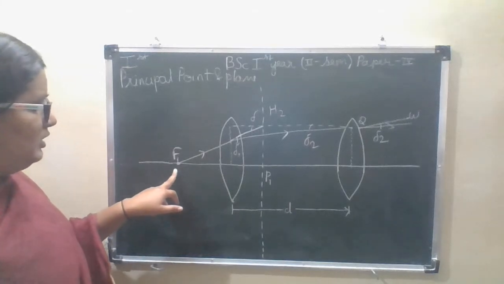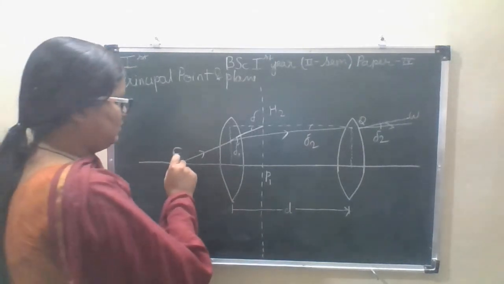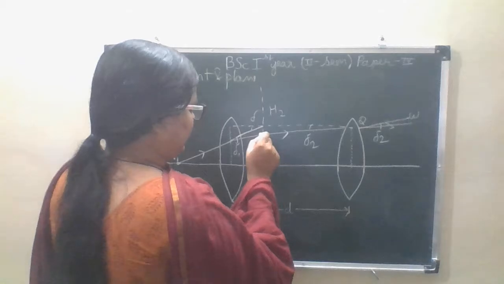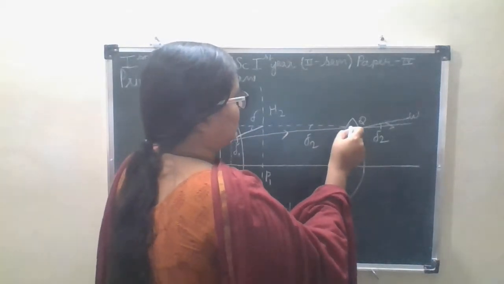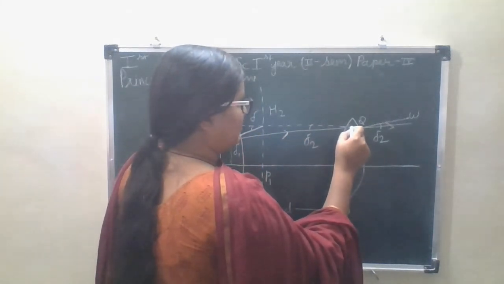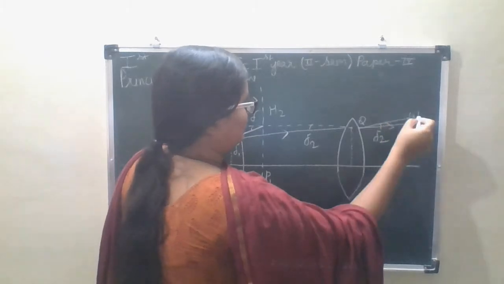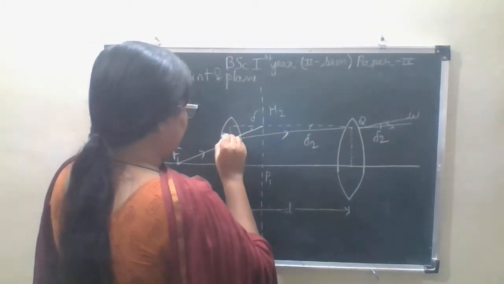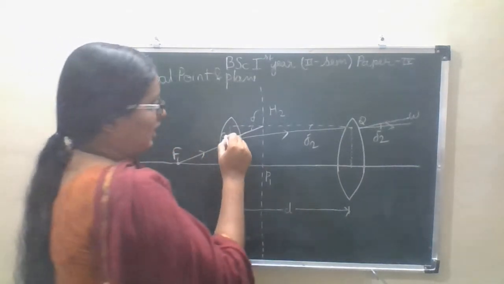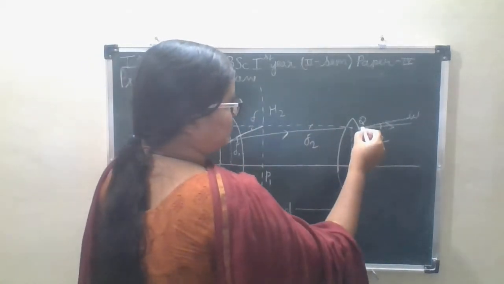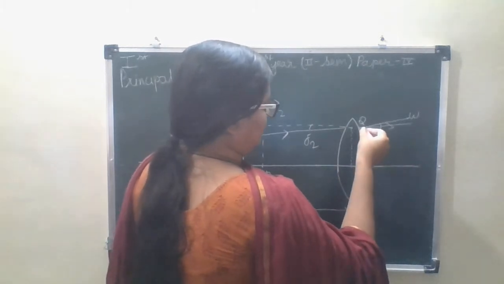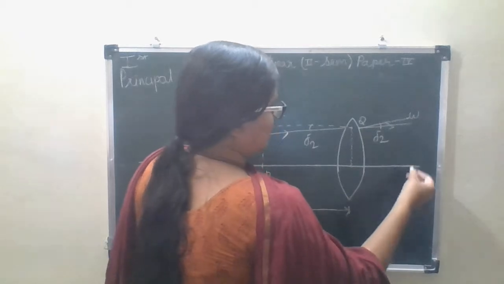From this point, this is the incident ray. This is passing through the lens, and after refraction it bends, and then the emergent ray becomes parallel to the axis. This ray is passing through F1, and then after refraction it bends, and this emergent ray passes parallel to the axis.